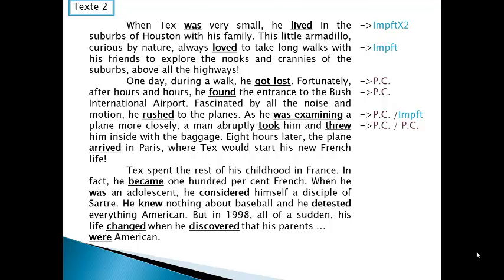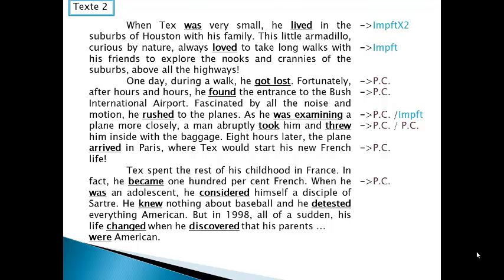Eight hours later, the plane arrived in Paris, but the plane only arrived once, okay? Passé composé. Tex spent the rest of his childhood in France. In fact, he became 100% French. I'll put passé composé, it's debatable. I think it's because it's a change of state. It's not, he was 100% French, he became. So, because there's a change, I think passé composé is good.